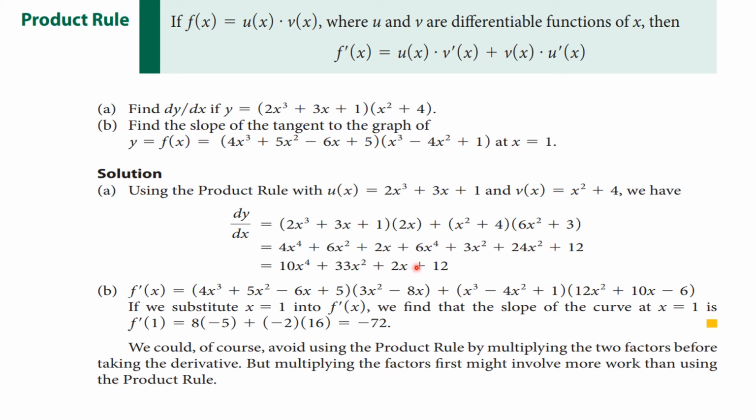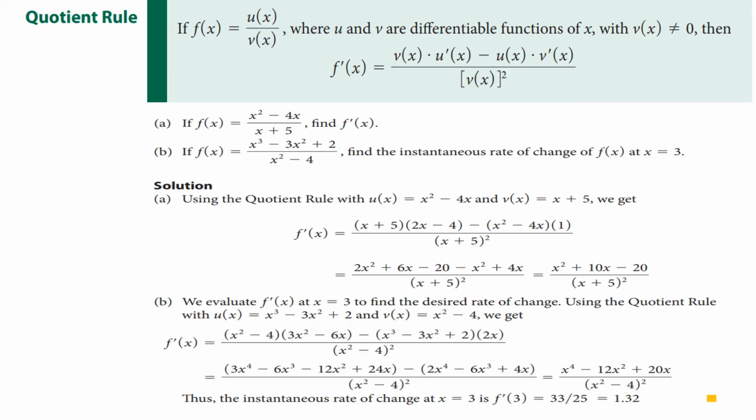Then if we substitute x equal to 1 into this first derivative, we find the slope of the curve at x equal to 1. That means f prime of 1, the derivative of the function at x equal to 1, is 72. Of course, we could avoid using the product rule by multiplying the two factors before taking the derivative, but multiplying the factors first might involve more work than using the product rule. Okay, now on the next slide we discuss another rule. In this slide I discuss the quotient rule.